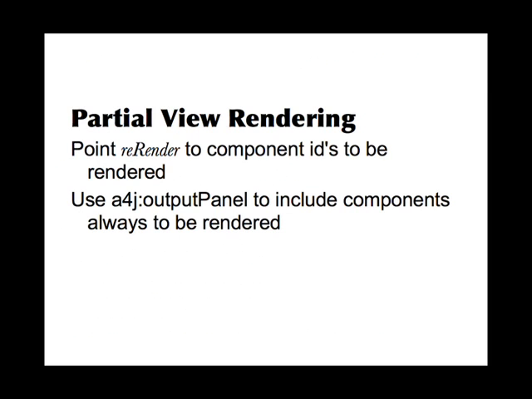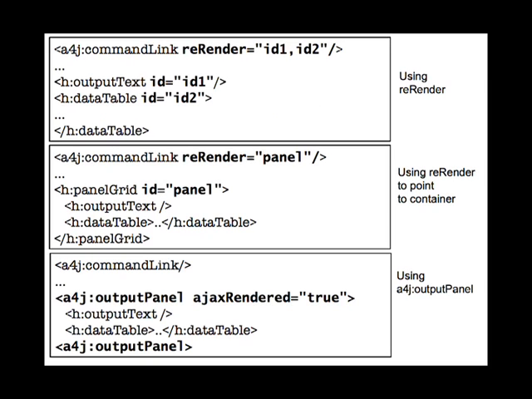Partial view rendering, right? That's really what gives us this AJAX feel. There is a JavaScript engine in the browser that looks at the response and updates the DOM. So number one, we can simply list the components, comma separated. We can point to a container, which means all the controls inside.